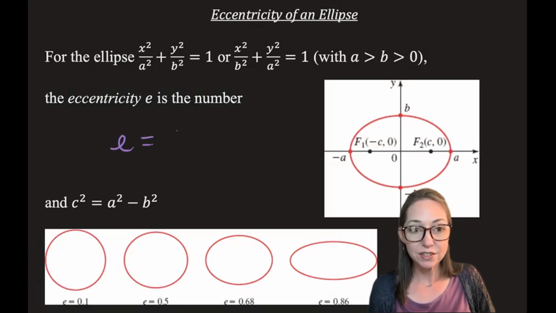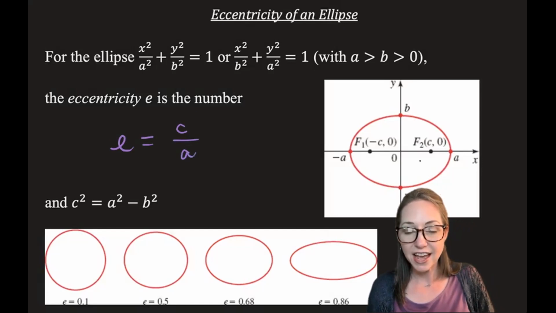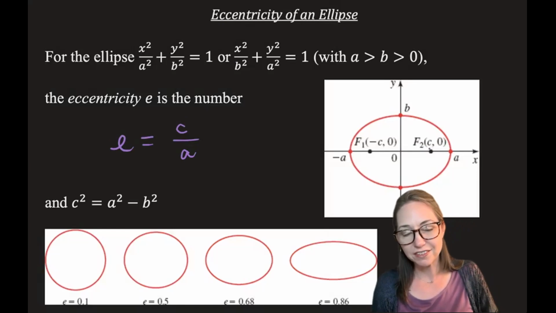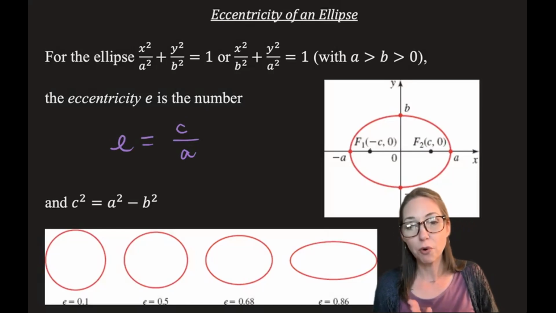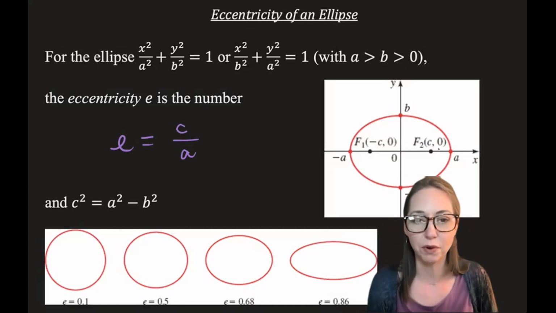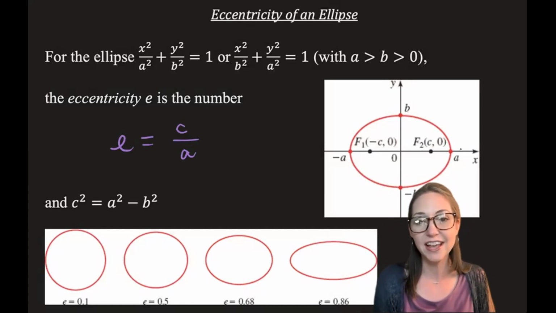We define it as the ratio of C to A, where C is the x-coordinate of the foci, either positive c to the right or negative c to the left, for an ellipse centered at the origin. C is the distance from the center to the focus anyways, regardless of where it's centered. And A is the distance from the center to either vertex.